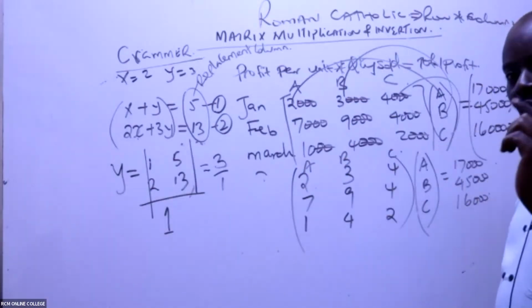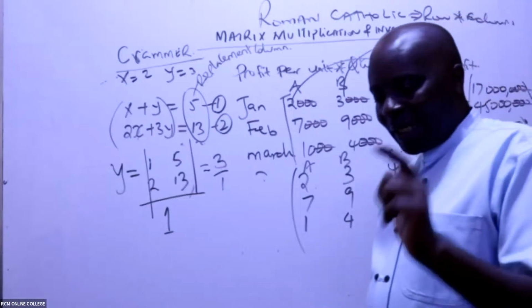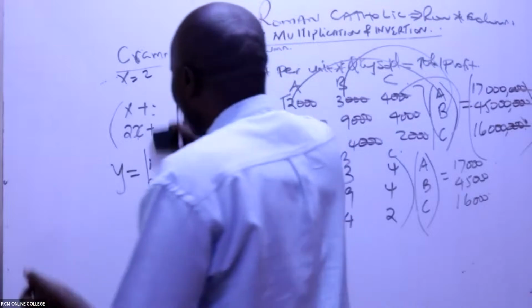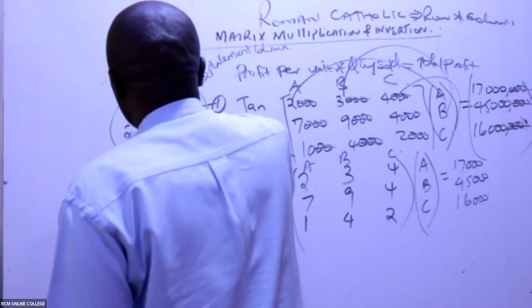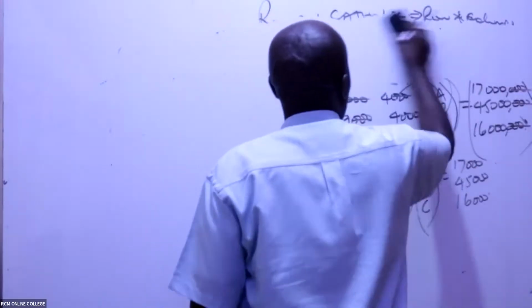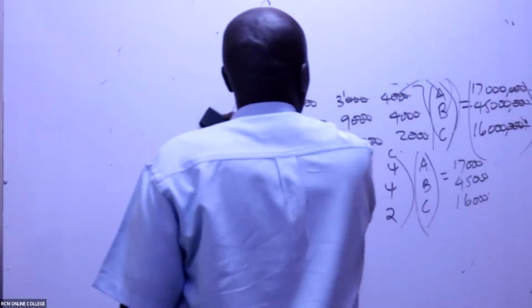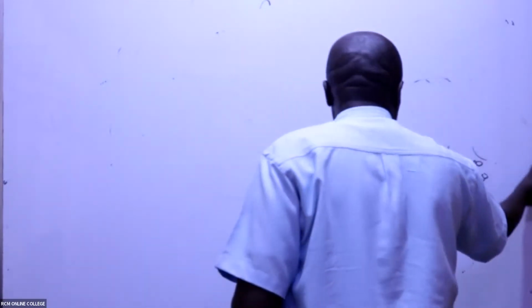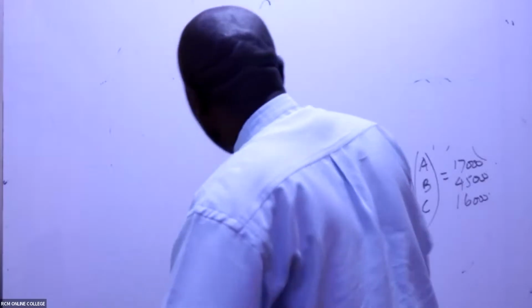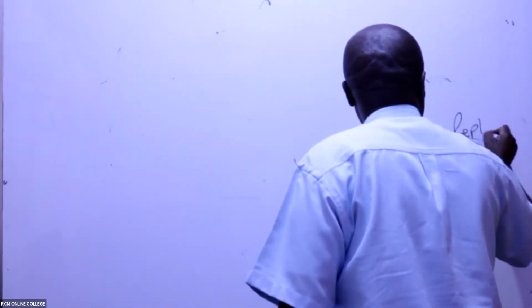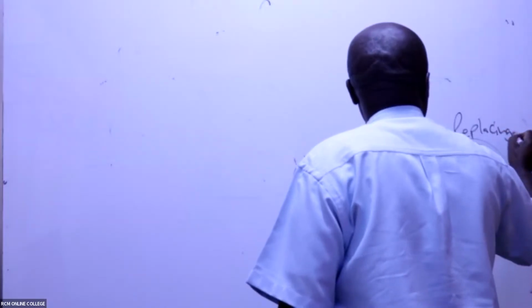So I will show you the 2 ways, because the examiner will attack you using either method. At times he will give you these kind of figures. Now, ladies and gentlemen, the most important thing that I'm supposed to appreciate here is the name of this. This becomes the replacement, or just a replacing column.